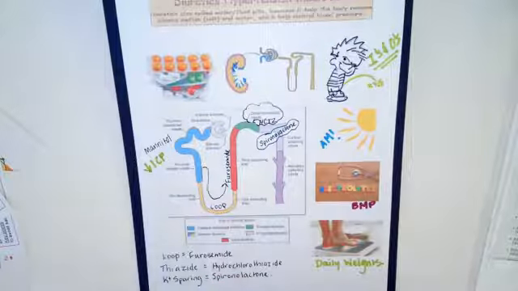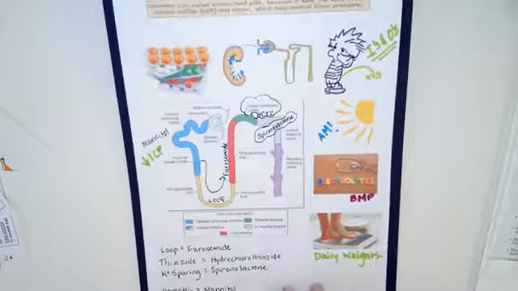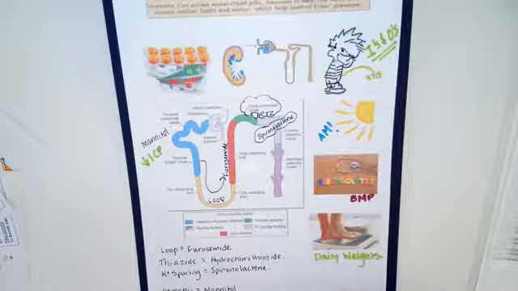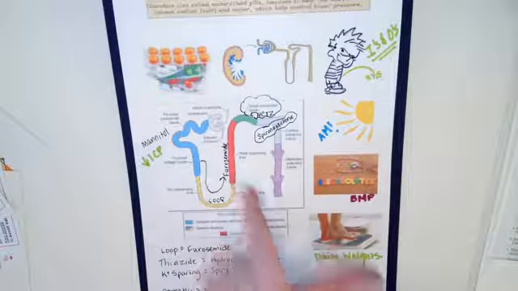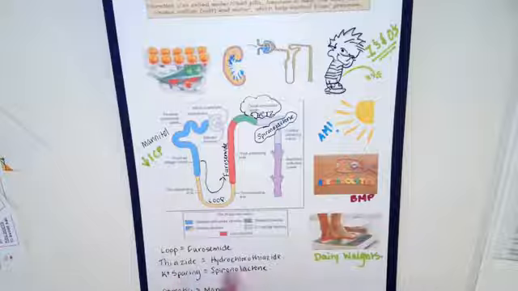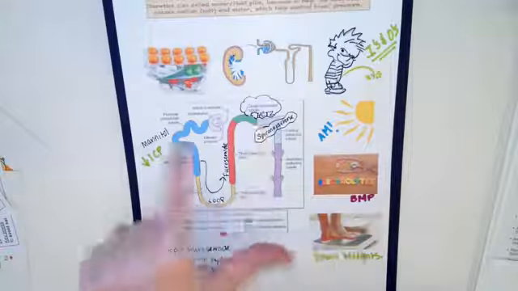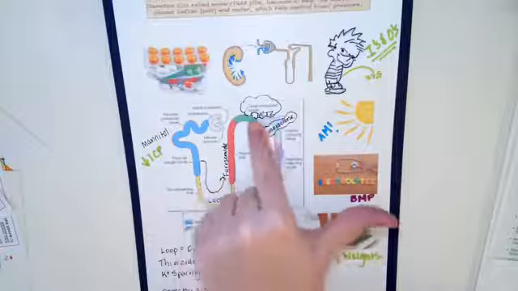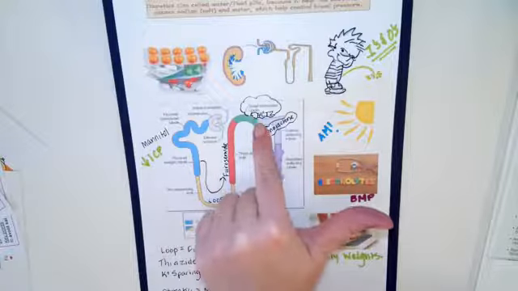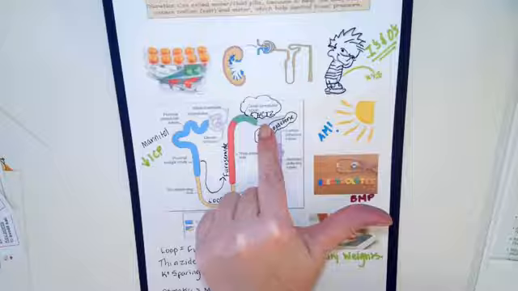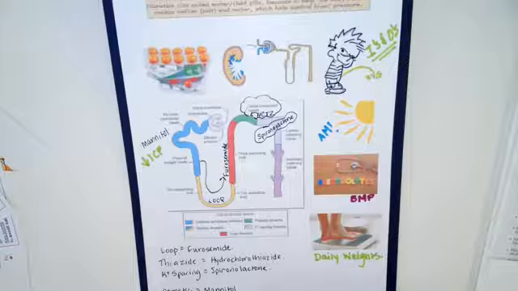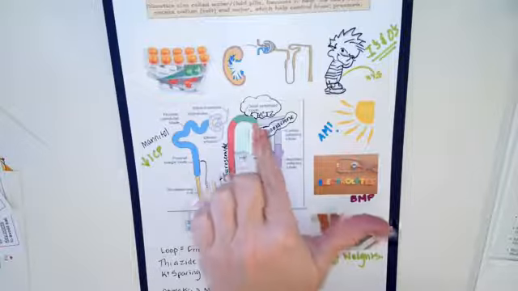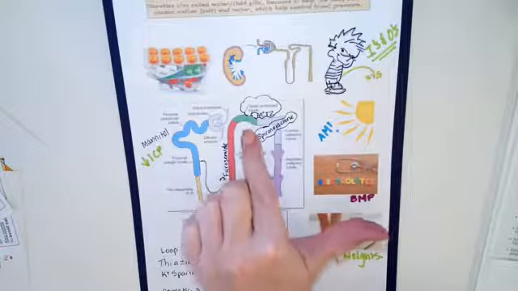The next medication we'll talk about is furosemide. The loop of Henle, this lower portion, is where furosemide works. The next one, if you're going along our little pathway, is the distal convoluted tubule, where hydrochlorothiazide works. I always abbreviate that HCTZ. That's the little green section right there, the distal convoluted tubule.